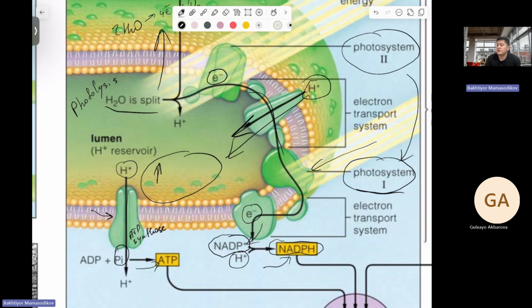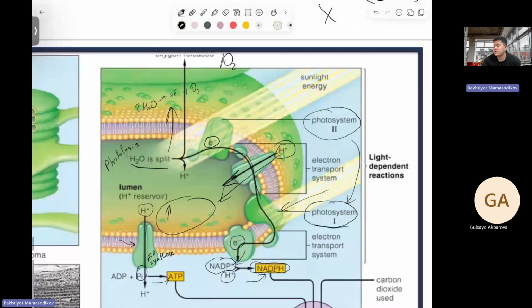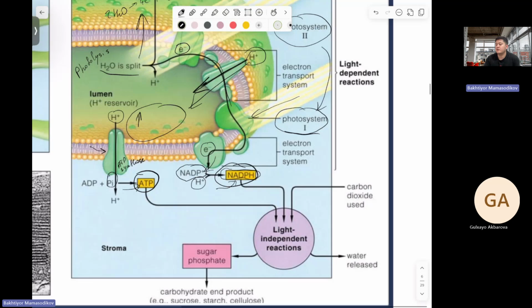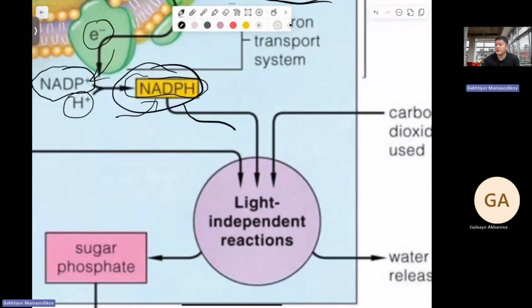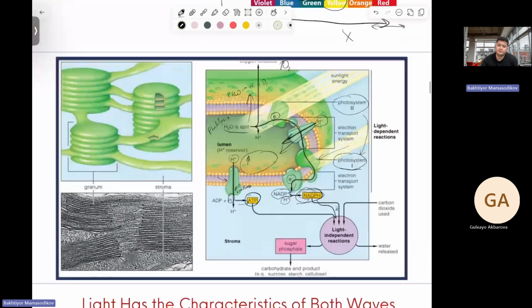And what's the final output? Let's summarize. Oxygen is released outside, and also ATP is made. This is the ATP, and NADPH is made. NADPH provides the electrons for sugar synthesis later. They are electron carriers. They provide the electrons to the Calvin cycle. ATP powers the Calvin cycle to make more glucose, and the oxygen is released into the air, and you breathe this oxygen. Okay, I hope you understood this diagram.